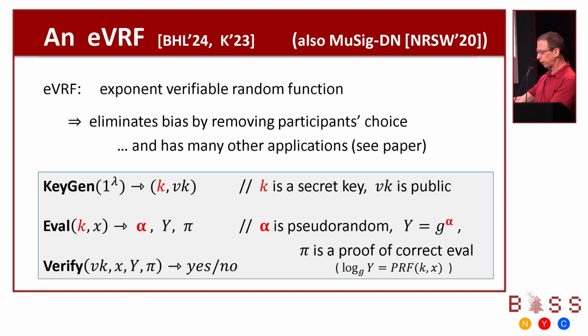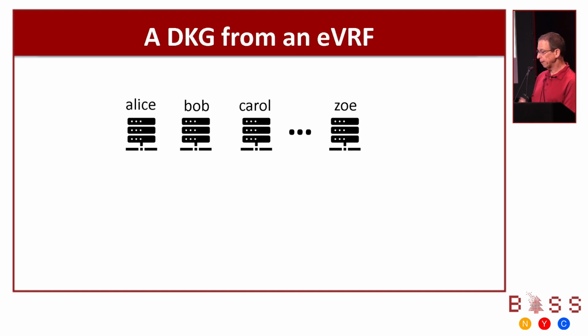Again, there's a formal definition that goes with all this, but I won't go into that here. The point of an eVRF is you get a random value, but the random value is only available to you in the exponent. So why is this useful? The cool thing about this is that if we wanted to do key generation now, it effectively solves the problem, and let me show you why. The way we would generate keys using an eVRF is the following.